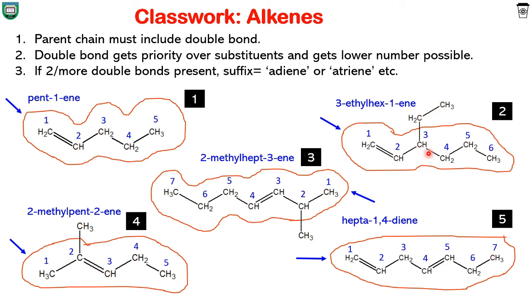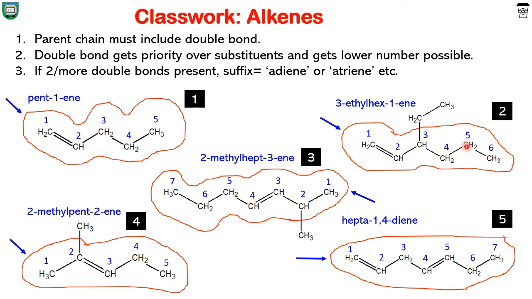But if you follow this path, it doesn't include a double bond. So this is not correct. The parent chain should include a double bond. That's why we are following this path. And one more thing, you should not number from right to left. In that case, which number does this double bond carbon get?